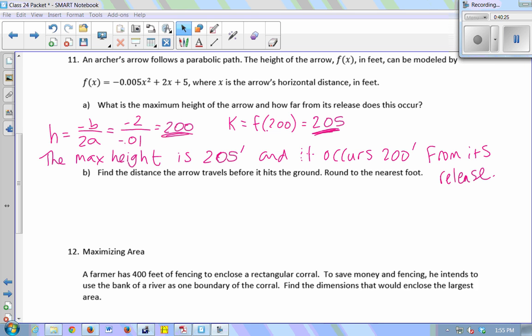So did it start on the ground? What height did it start at? 5 feet, yeah. Because whoever shot the arrow is 5 feet tall, right? So it's 400 feet to get back to 5 feet, and then it's going to go a little bit further. Right. So what I'm going to do is set f of x, which is the height of the arrow, to 0.